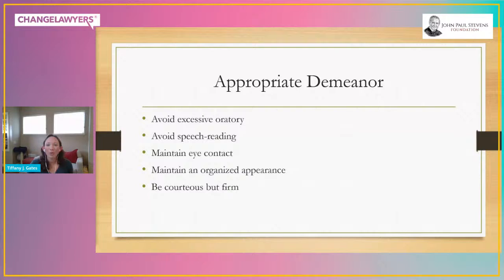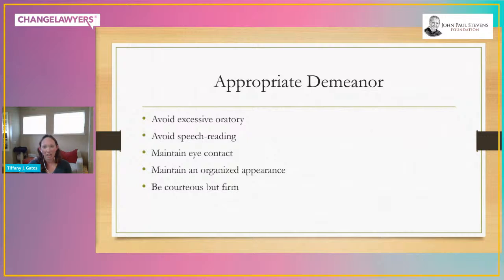Essentially, when it comes to your demeanor while you're presenting, you want to avoid seeming like you're standing on a soapbox. No matter how important the issue feels to you, sarcasm or excessive rhetoric, things like that, maybe they'll impress a jury in a trial court, but they're rarely going to make a good impression on either a trial judge or appellate court justices. So really just try to stick with a neutral, professional demeanor when presenting an oral argument.